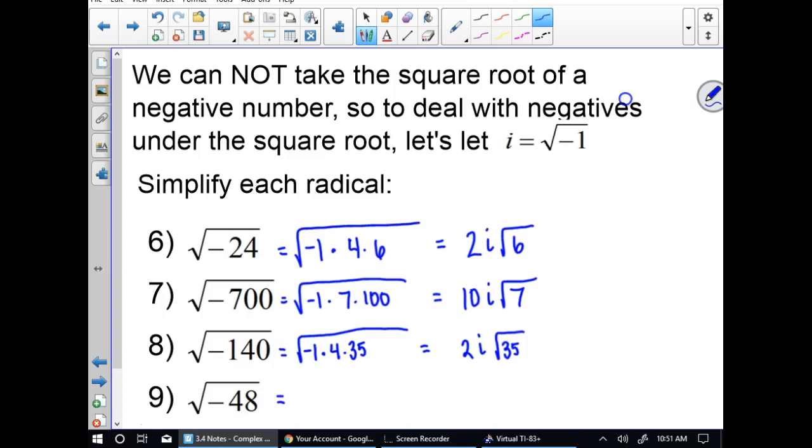Okay. Number 9, we've got 48. Let's see, Jalen, 48. How can we break down 48? We could use 12, but we should have red lights flashing and alarms going off whenever you hear one of those numbers right there. 12, we don't want to leave underneath the square root, right? So that tells me there's something bigger that might go. So if 4 works, try 16. Will 16 go into 48? It'll go 3 times. So that will be a little bit easier for us to deal with.